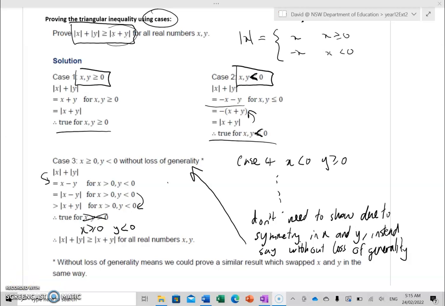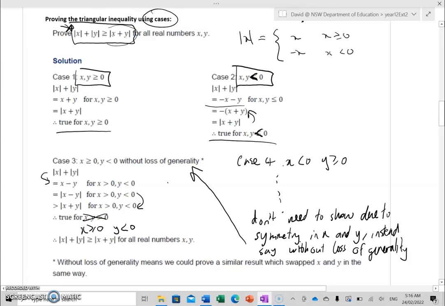The fourth case you would prove is when x is less than 0, y is greater than or equal to 0. However, you notice it's absent from the proof, and the reason why it's absent is if you have a look at the original result, it's symmetrical in x and y. You can switch x and y and the result still stays the same. And here, between case 3 and case 4, we've essentially switched x and y.